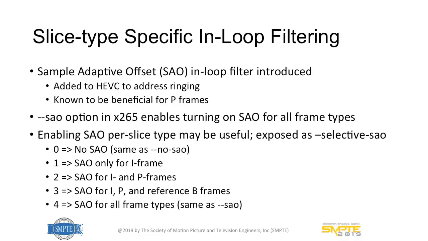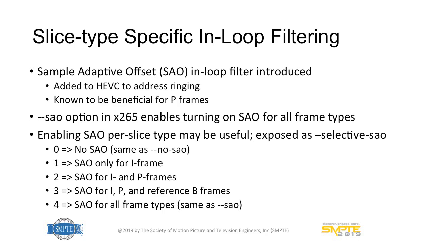So SAO, sample adaptive offset. This is one of the filters introduced in HEVC, and it was introduced specifically to address ringing. Ringing is a pretty annoying artifact that is sometimes caused by larger transforms, which exist in HEVC. From the literature, it's known to be beneficial for P-frames. Right now, there is a way of turning it on or off. Obviously, it's been implemented in x265 for years.